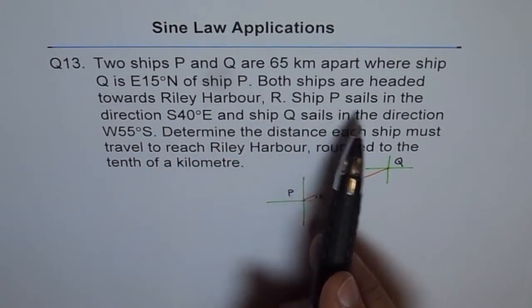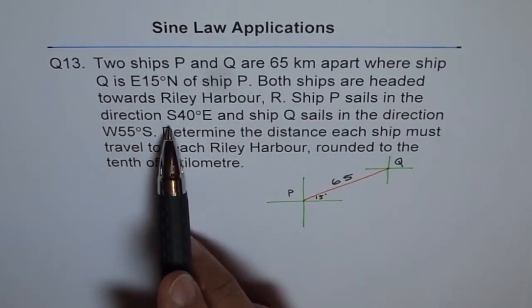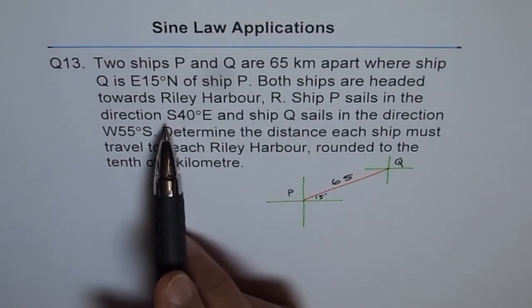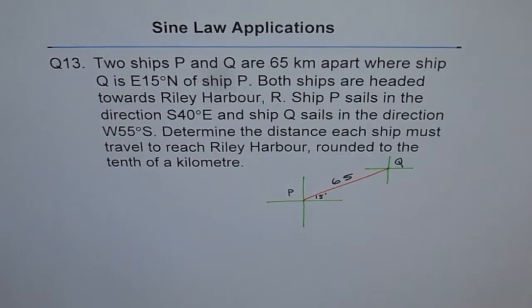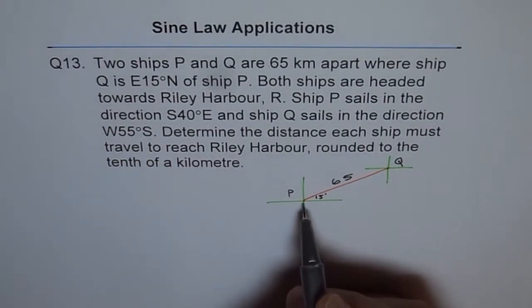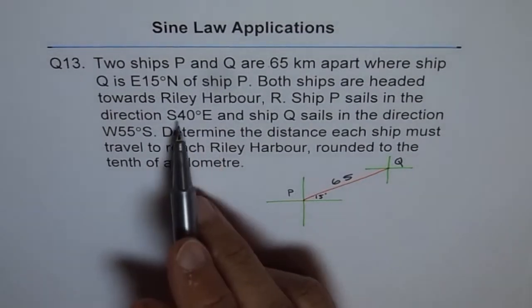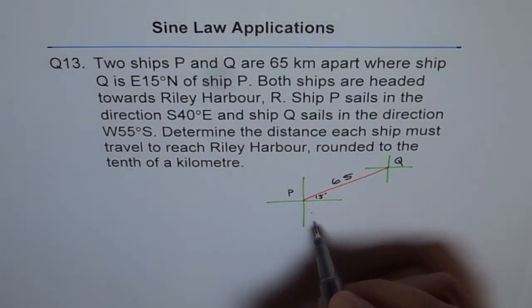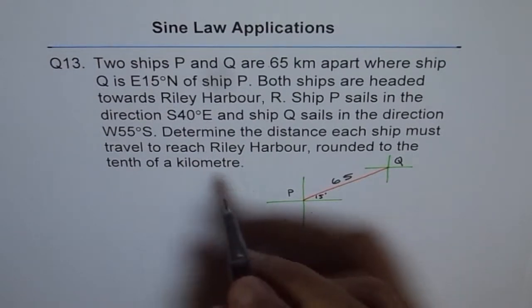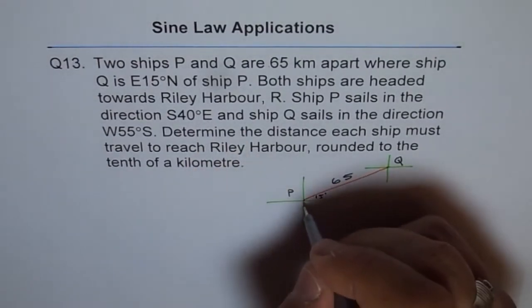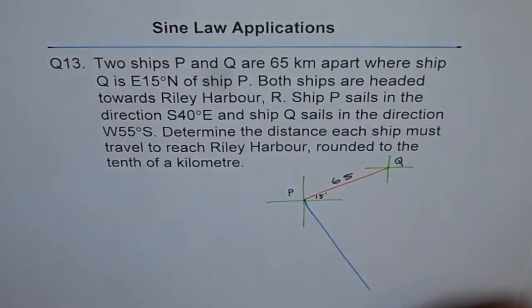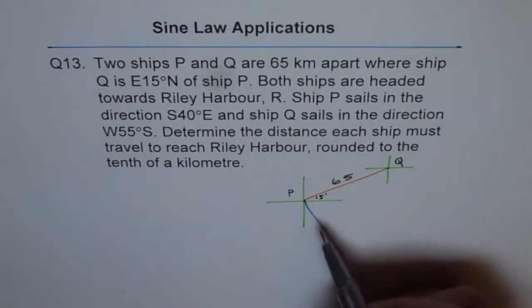Ship P sails in the direction south 40 degrees east. So from P it is 40 degrees east from south. Let's try to draw where this is. South is this, and from south 40 degrees east, this is kind of midway, so around this direction, right? So we'll draw a line from here, that is the line it sails, correct? So this is from P.